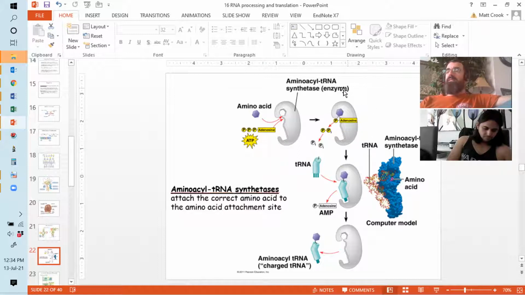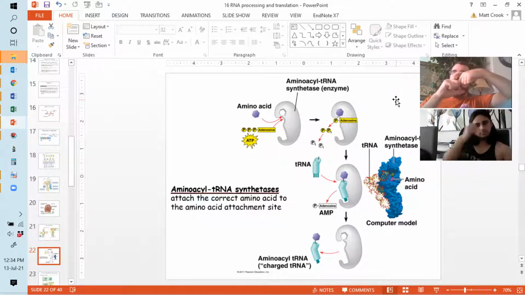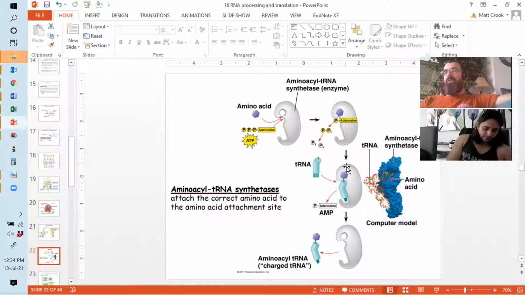And then once that amino acid is in place, now the enzyme is open for a tRNA, which fits into that pocket. The enzyme catalyzes a covalent bond formation between that amino acid and tRNA. As soon as that happens, it opens up again. The charged tRNA leaves, as does the AMP, the used up ATP.